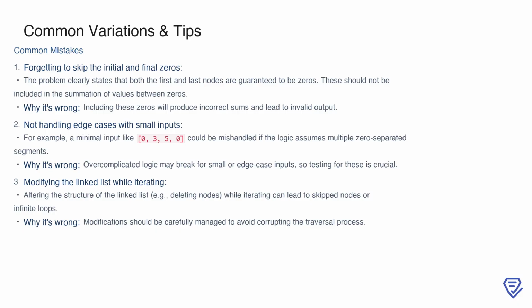Lastly, modifying the linked list structure while iterating is another common misstep. If you remove or skip nodes during traversal without careful planning, it can lead to skipped nodes or even infinite loops, making the solution unreliable. Properly managing these aspects is critical for a robust implementation.